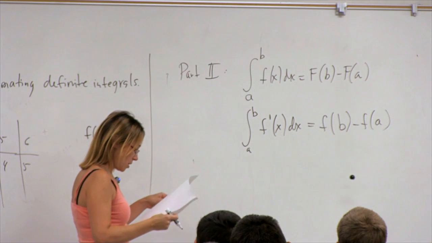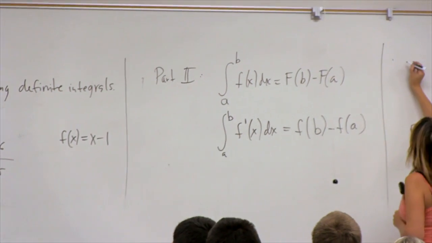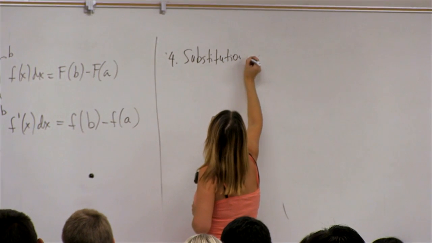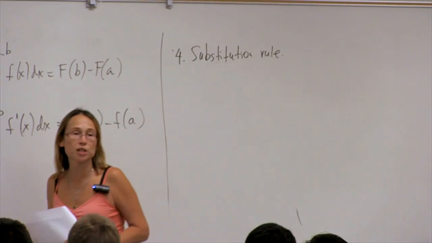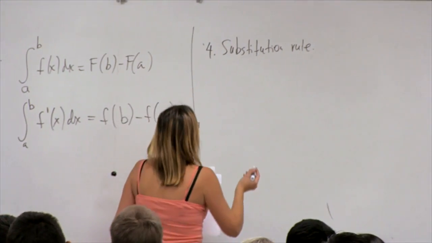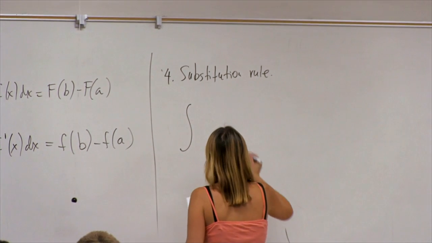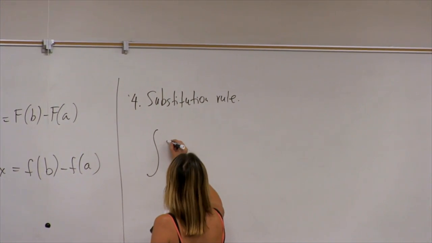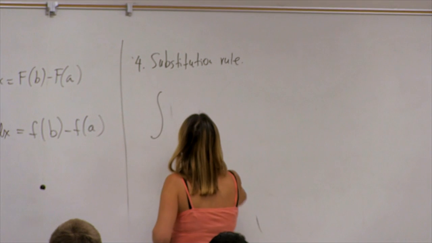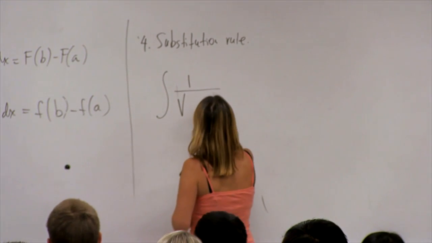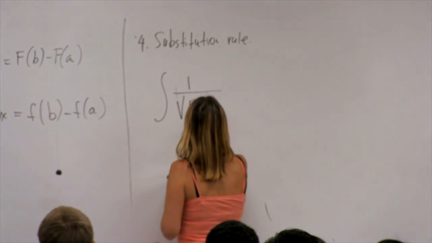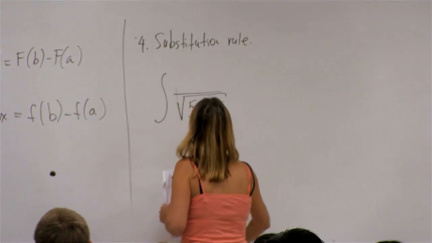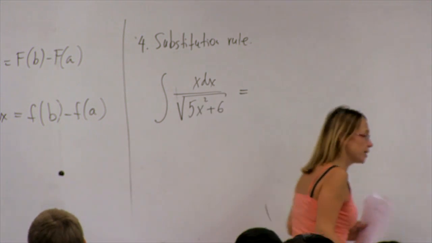Now, next, substitution rule. So that's 4, substitution. Out of many techniques of integration, we only know one. Okay, that's the substitution rule. So if I have the integral of the square root of 5x squared plus 6 times x dx, how do I evaluate this integral?